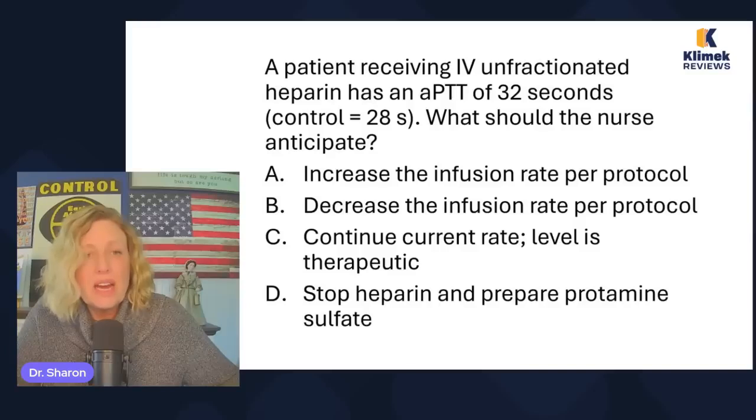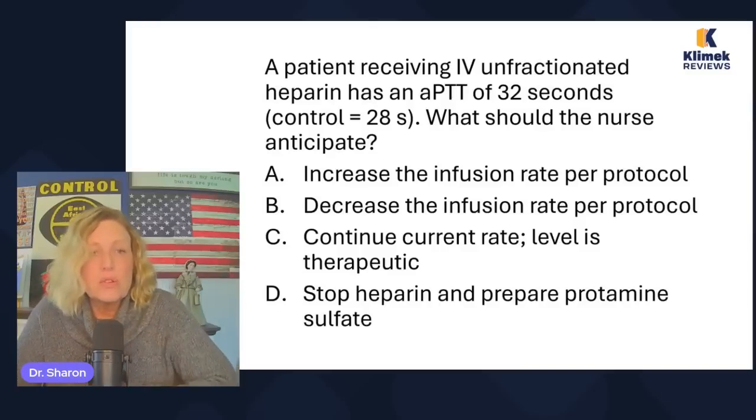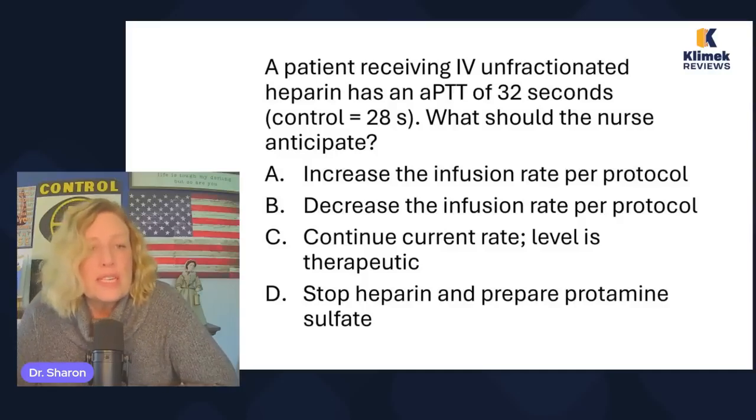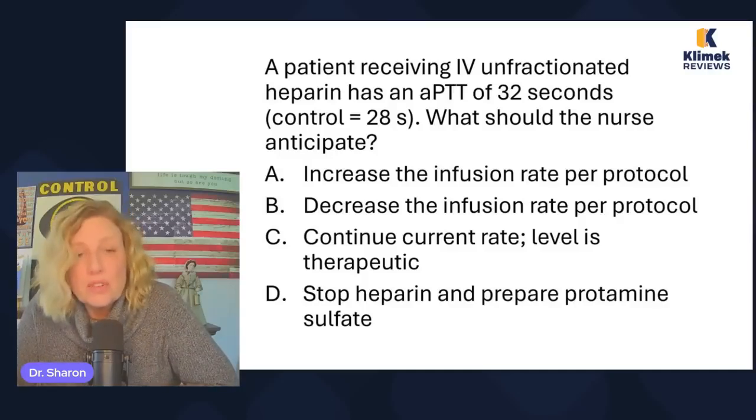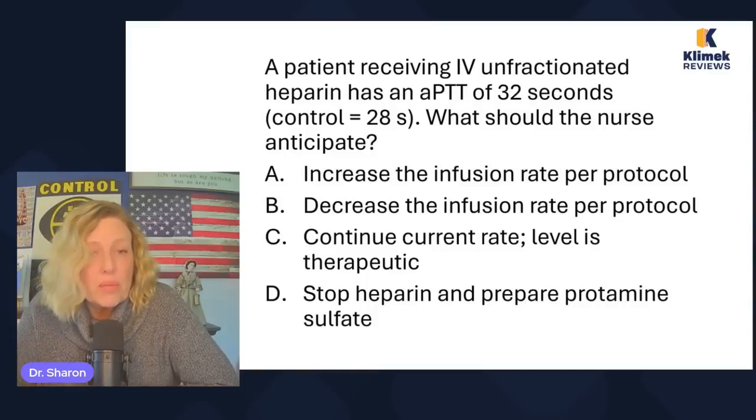A patient receiving IV unfractionated heparin has an APTT of 32 seconds. The control is 28. What should the nurse anticipate? Decrease the infusion rate per protocol, increase the infusion rate per protocol, continue the current rate, it's therapeutic, stop heparin and prepare protamine sulfate. Protamine sulfate is the antidote for heparin.